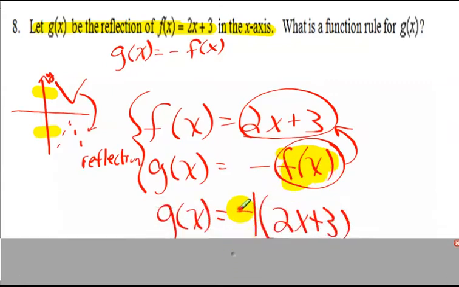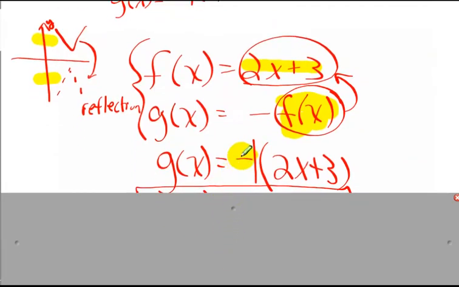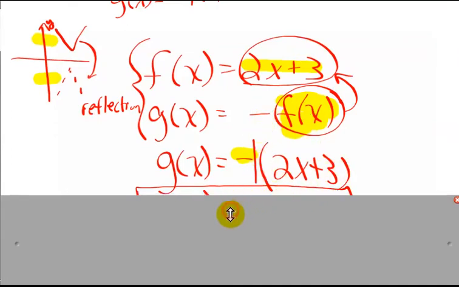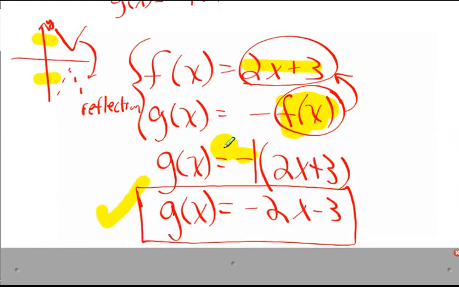So now we're going to substitute our f of x in, keeping our negative value. So negative, and what is our f of x? 2x plus 3. So put that in, and now simplify. Negative 1 times all of 2x plus 3 becomes negative 2x minus 3. So our new function is g of x equals negative 2x minus 3.